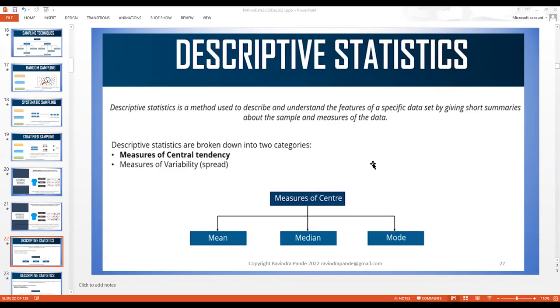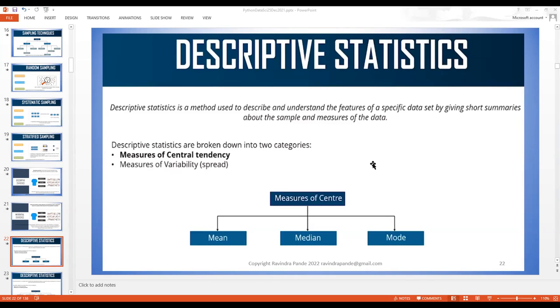Descriptive statistics is broken into two categories: measure of central tendencies and measure of spread. What we are trying to do is understand how the population is spread. So there are two different ways: central tendency and variability spread. These two terminologies are really important to understand. Central tendencies, we normally call it measure of center. We normally use mean, median, and mode as the mathematical formulas for this measure of center.